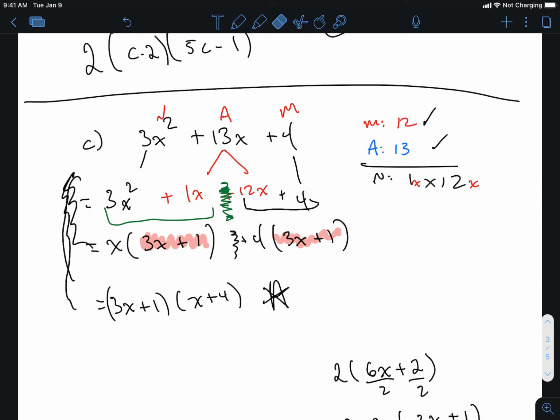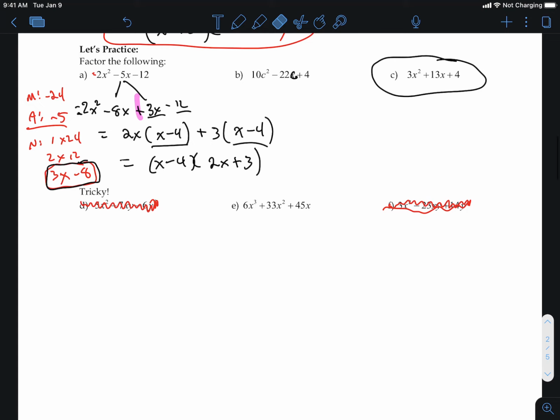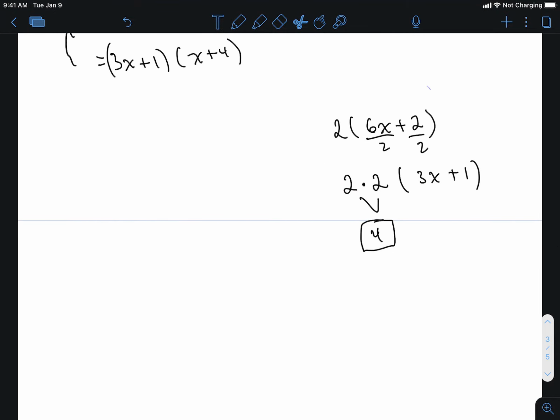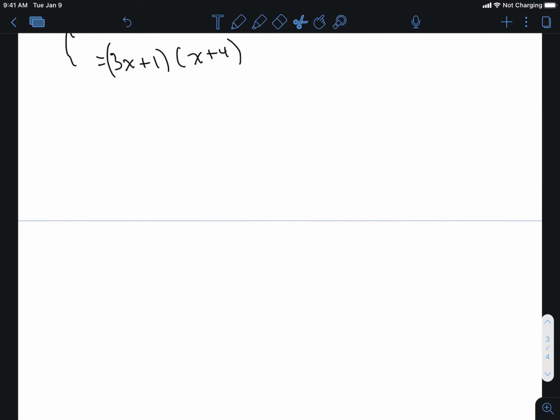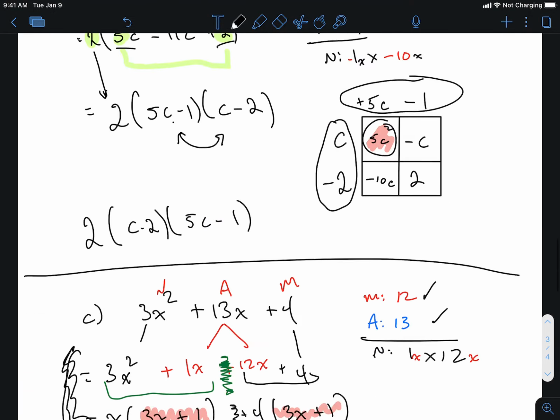Okay. We'll do one more. We'll do this, what they deem the tricky one, which does look tricky upon initial glance. Okay, so let me rewrite it down here. x, 6x cubed.